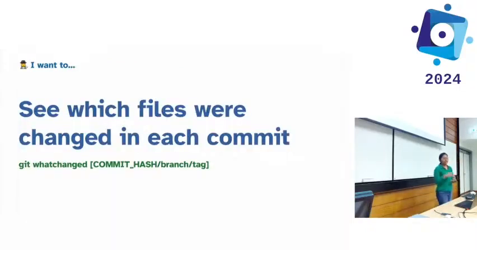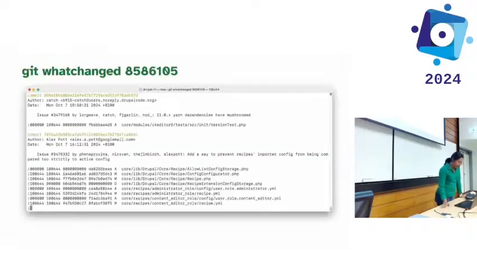If I want to see which files were changed in each commit, we can use git whatchanged, and the brackets are optional. And we have in the example a specific commit hash. I like this command because it can provide more details, like if the file was added, modified, or deleted.